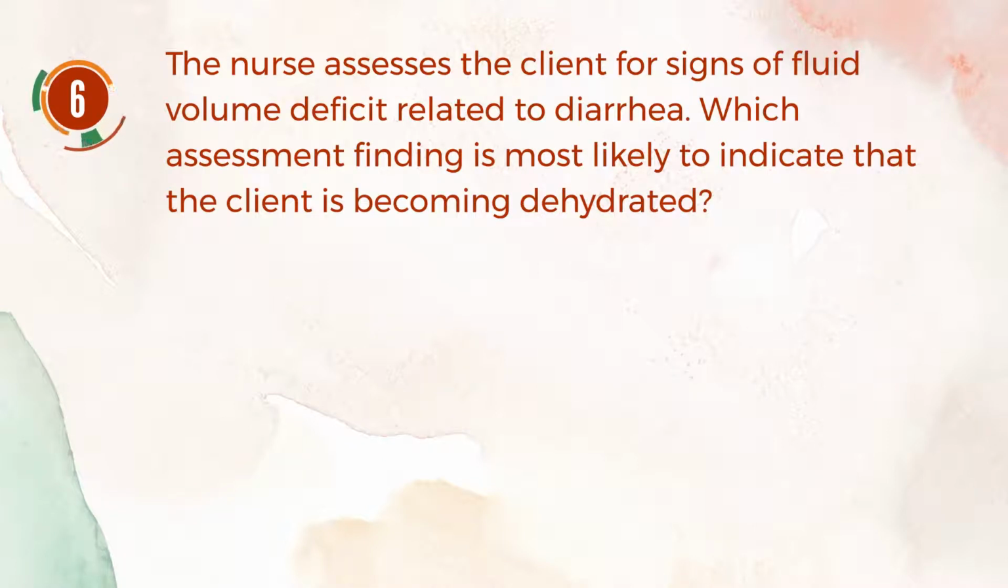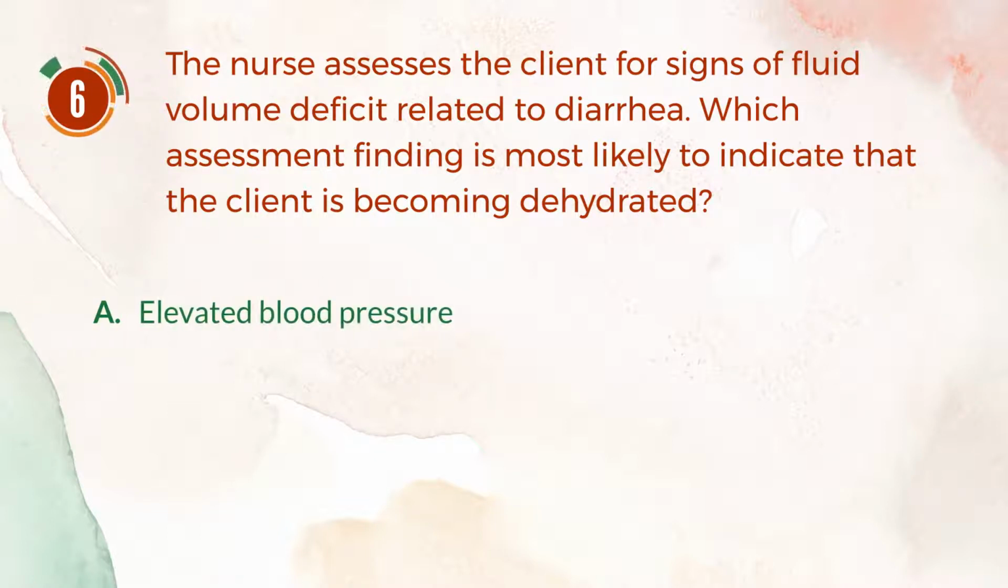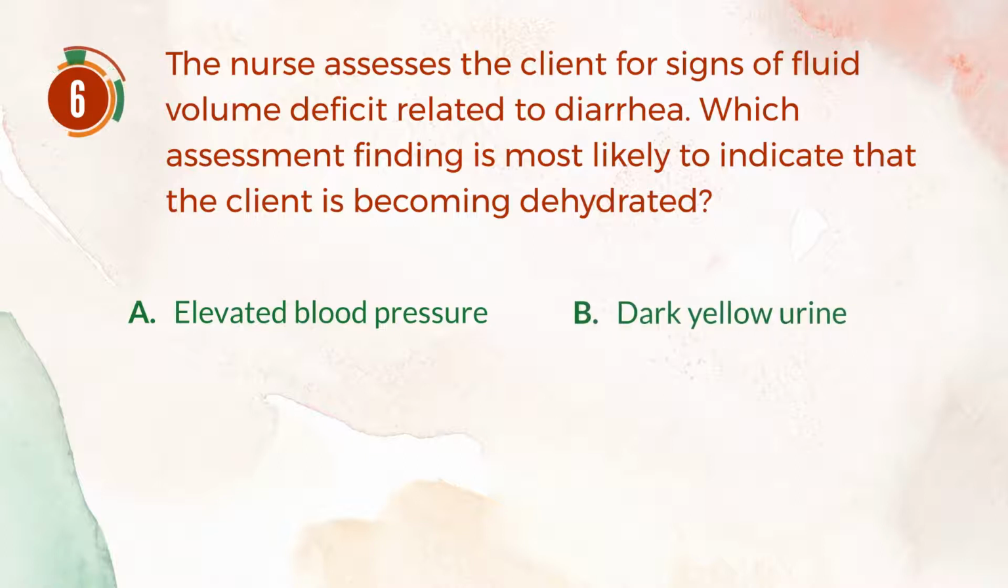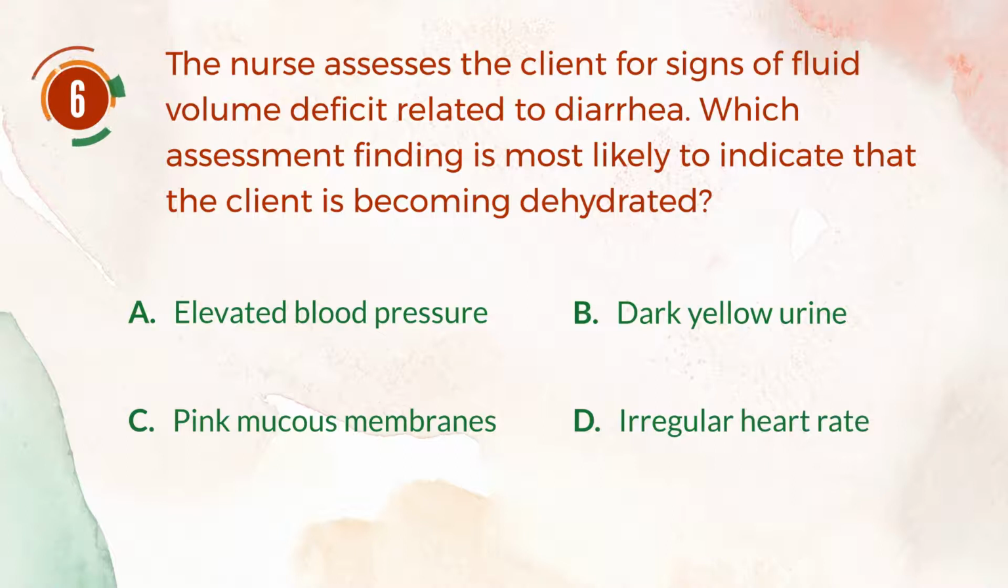Number 6. The nurse assesses the client for signs of fluid volume deficit related to diarrhea. Which assessment finding is most likely to indicate that the client is becoming dehydrated? A. Elevated blood pressure. B. Dark yellow urine. C. Pink mucous membranes. D. Irregular heart rate.